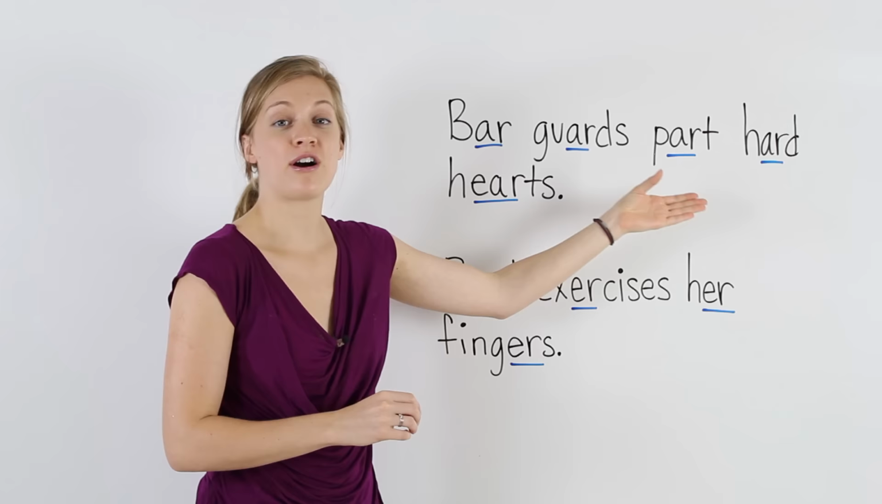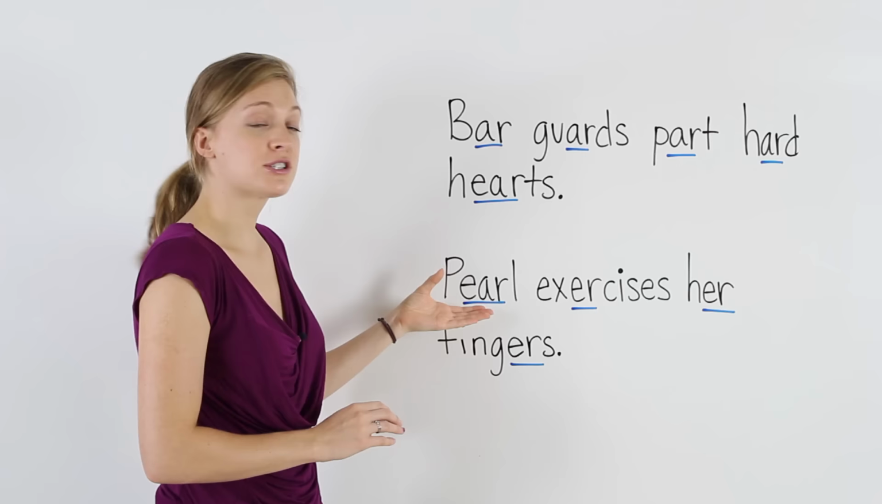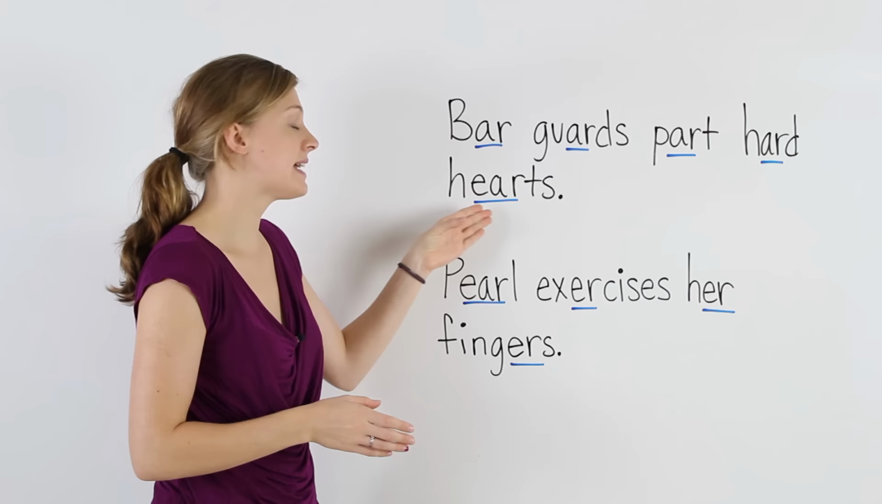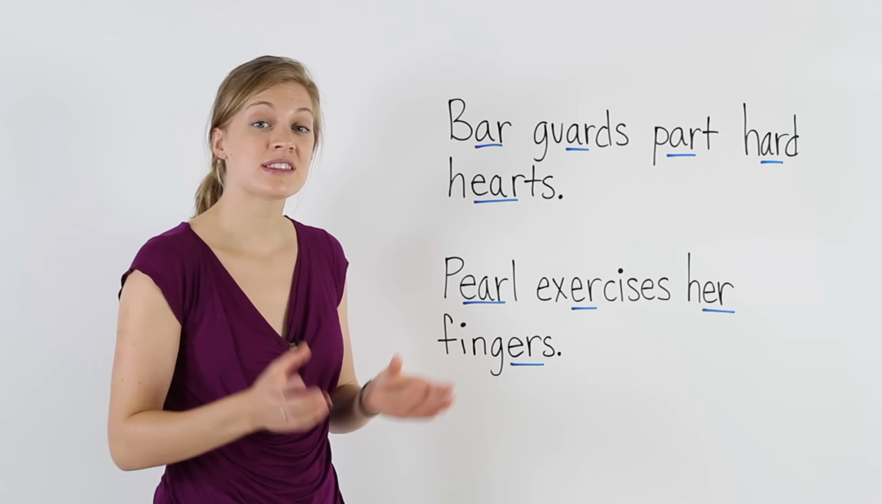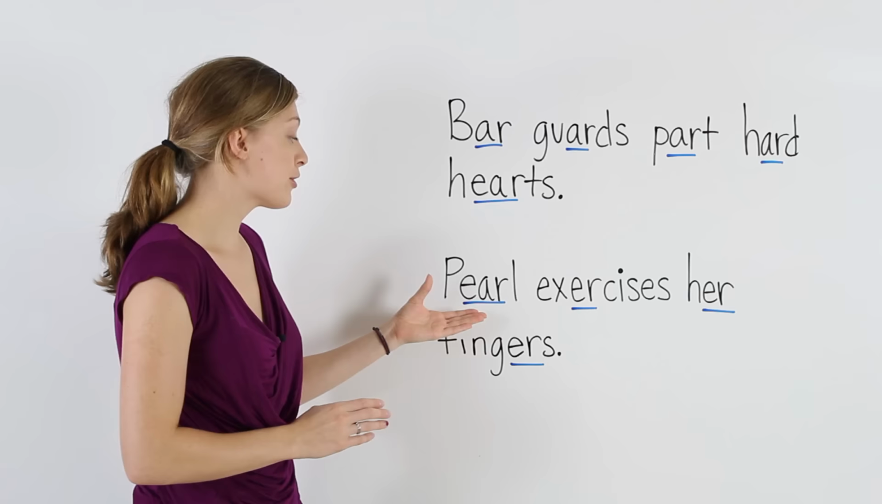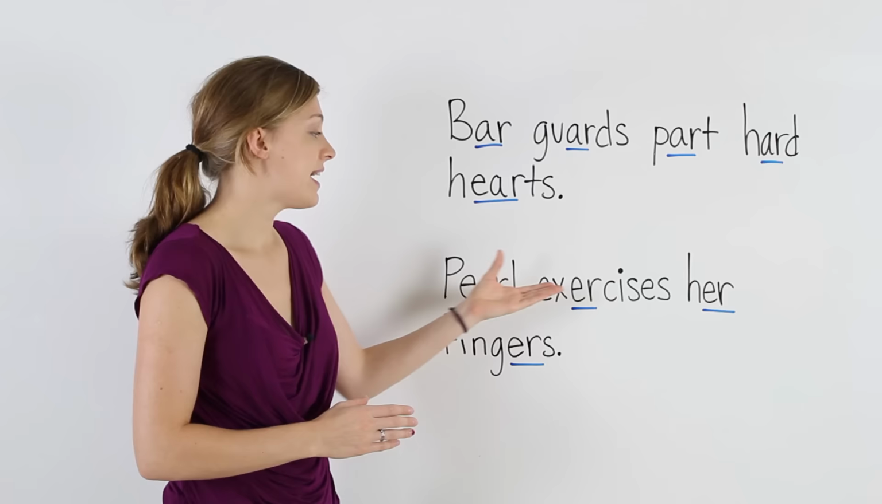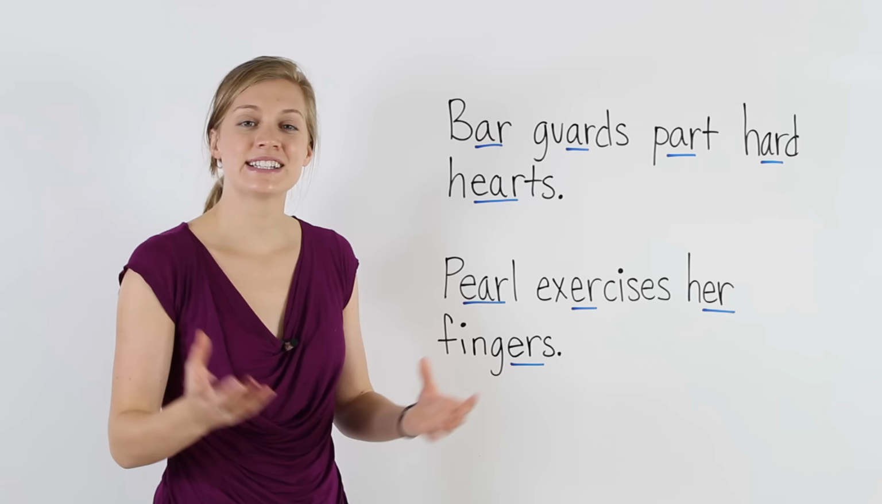Next, we have the R sound. Our first word is pearl. Now you may notice that we have E-A-R in hearts and E-A-R in pearl. Now they look the same, but in different words they may sound different. Pearl is the R sound. Pearl exercises her fingers.